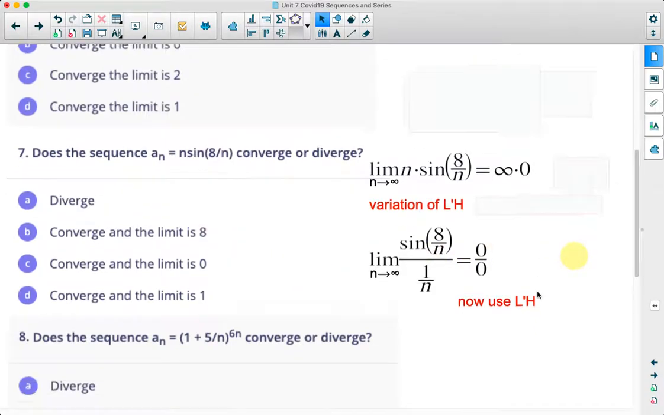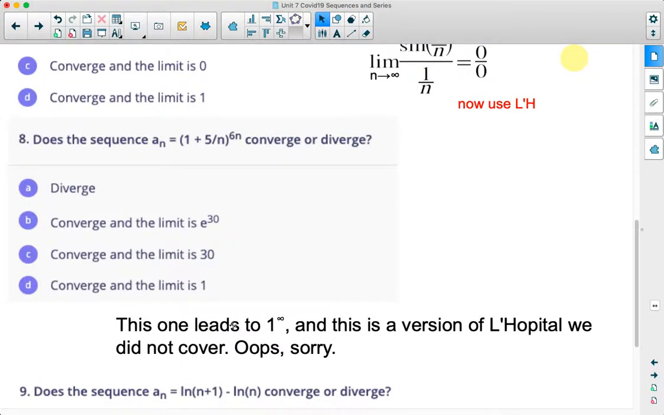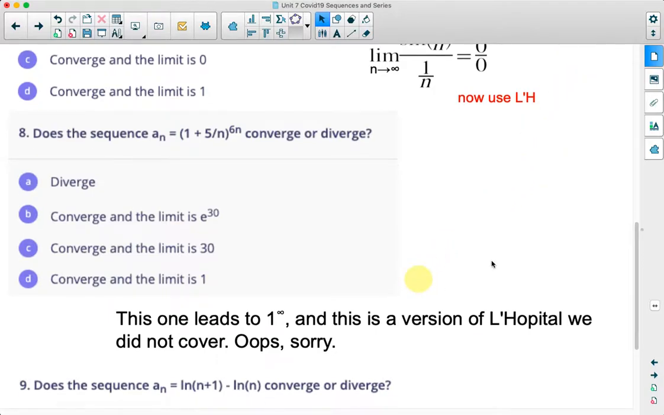Number 8, my apologies for giving you that problem. This one leads to a 1 raised to the infinity, which is another version of L'Hopital. We didn't cover it. You don't need to know how to handle it. I should have deleted the question, and I apologize. And let's look at number 9.